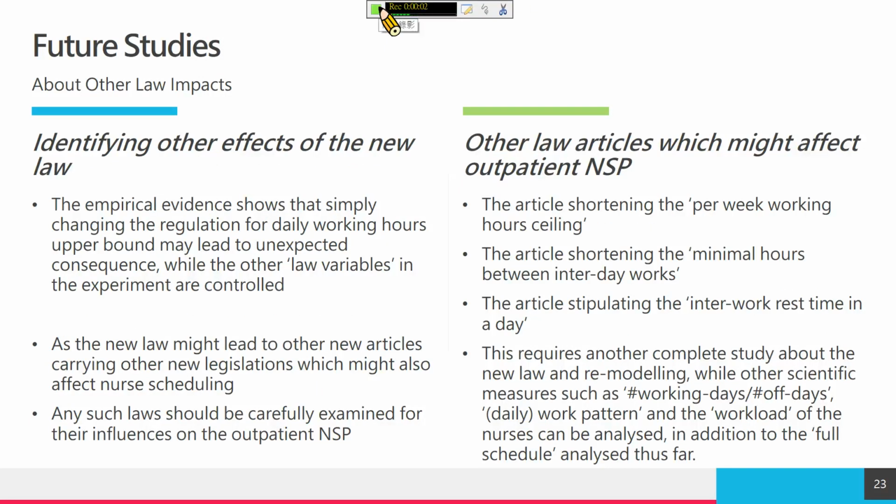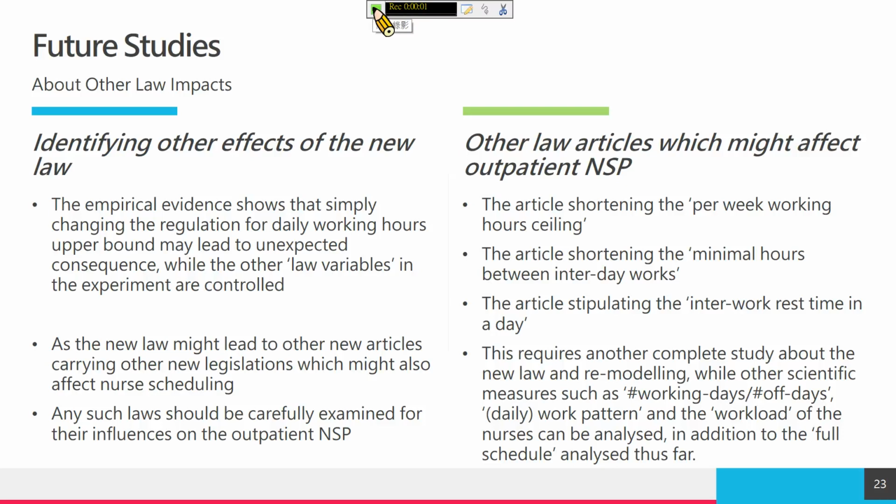Third, in this study, we only identified the effect of a new law article, which stipulates and decreases the ceiling of working hours every day. As in this case, there are also other changes in the new law which can affect scheduling. We need to identify all of the new legislations by studying the law articles and then use the models to understand the effects of them.